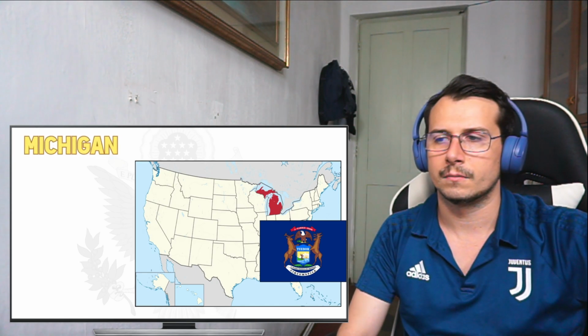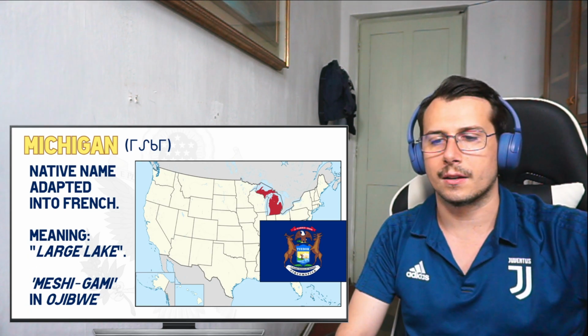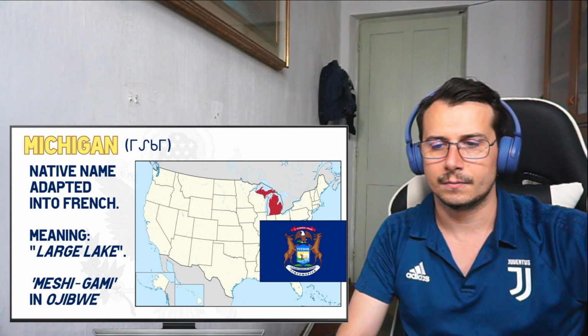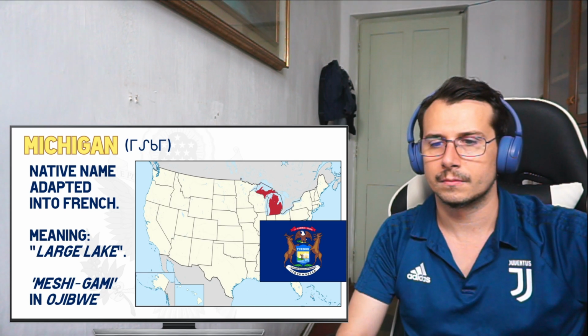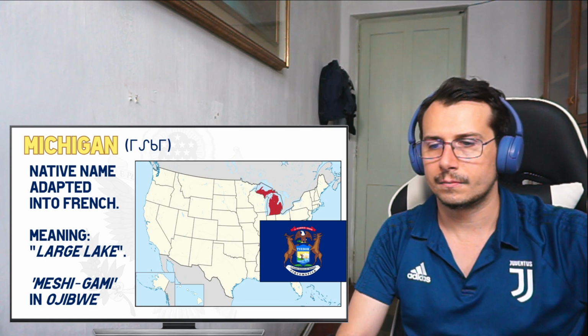Michigan has a similar story, a native name adapted and rephrased into French. However, this one didn't refer to the local population. It was just a term they used to define large water or large lake, Meshigami in the Ojibwe language.